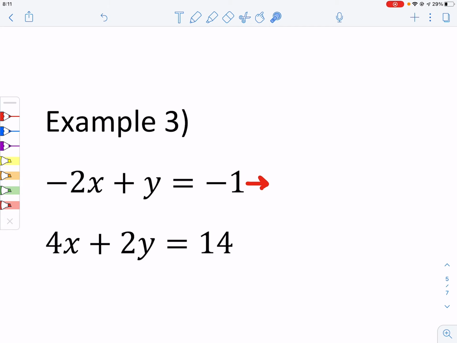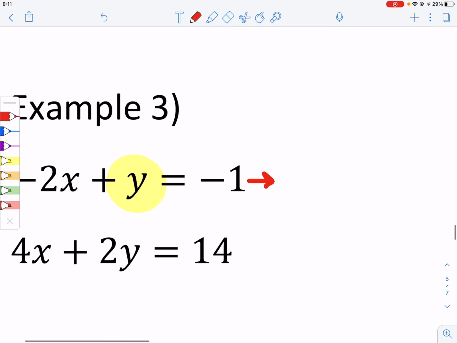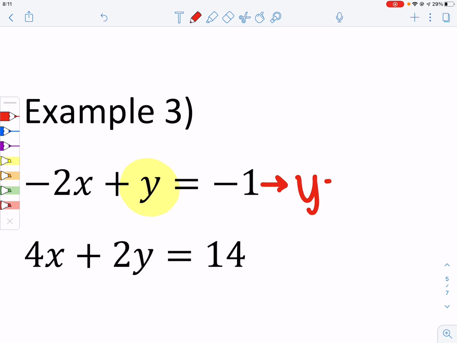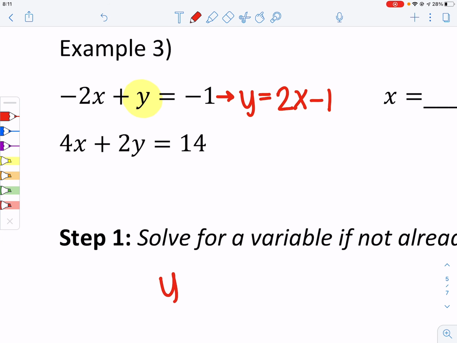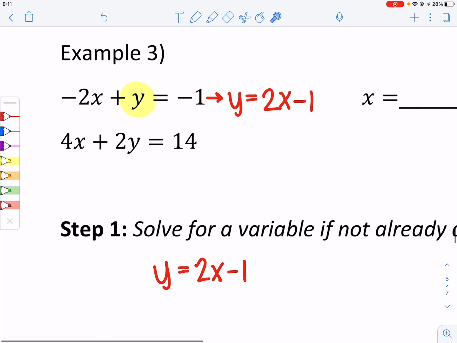Well, if I'm trying to solve this equation for y, I need to get this -2x on the other side. So I'm going to add 2x on both sides. So my equation would be y equals 2x minus 1. Okay. All right, now that I know what I'm using, so I'm using y equals 2x minus 1. That's from my first equation. So I'm going to use my second equation.